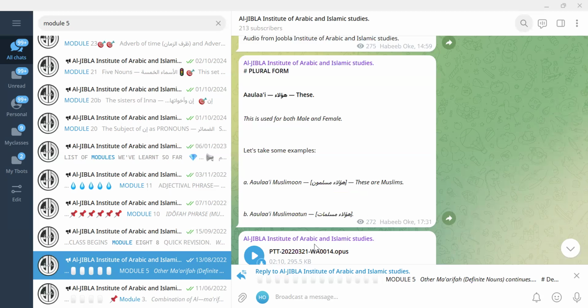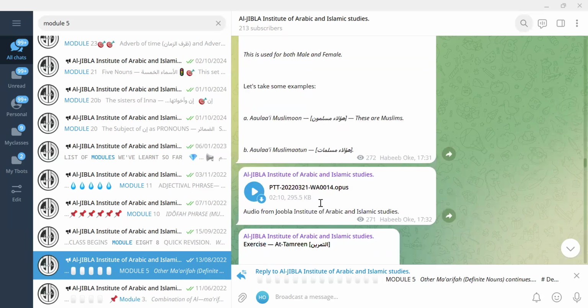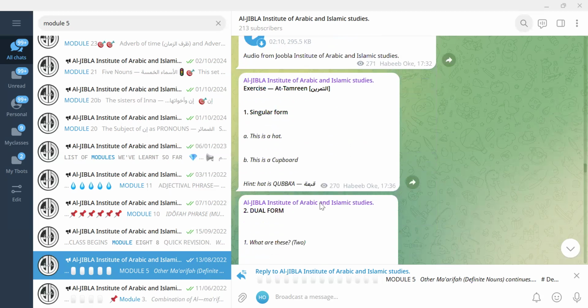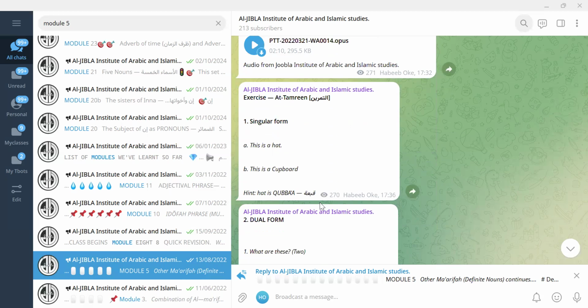Let's take an example. Now let's have something like a quiz before we move on to the one that we use to refer to a distant object. Now here we need you to engage. So who's going to say this is a hat? Qubba'a, we know that qubba'a is hat. So how do we say this is a hat? Yes, please, let's contribute.